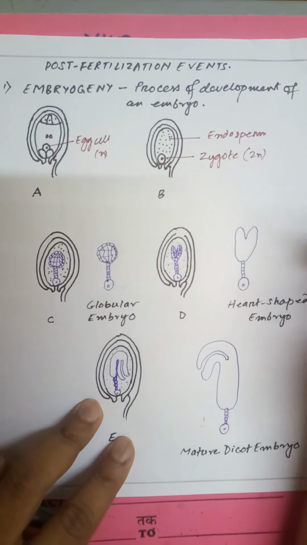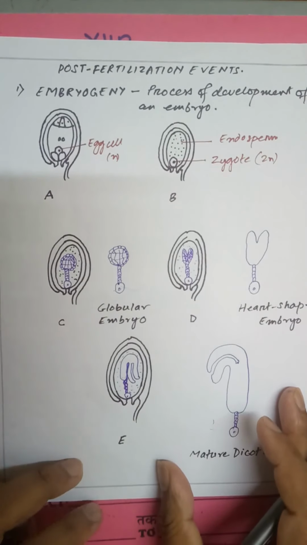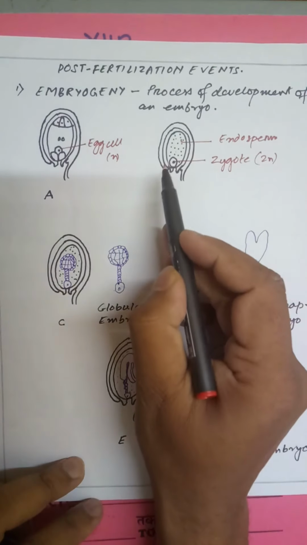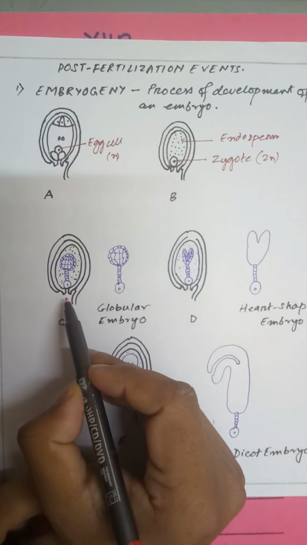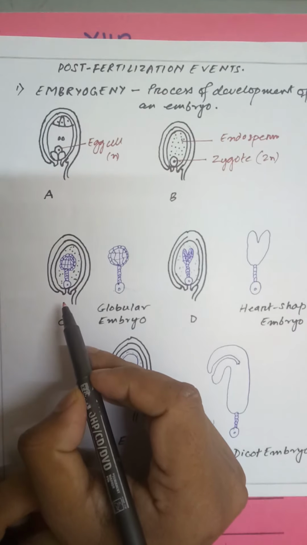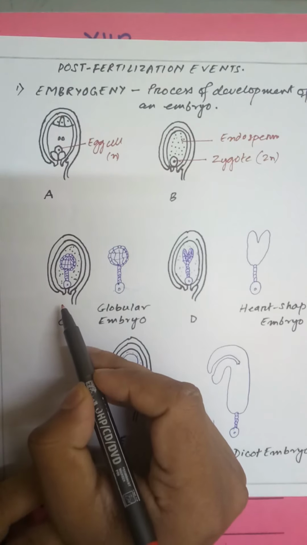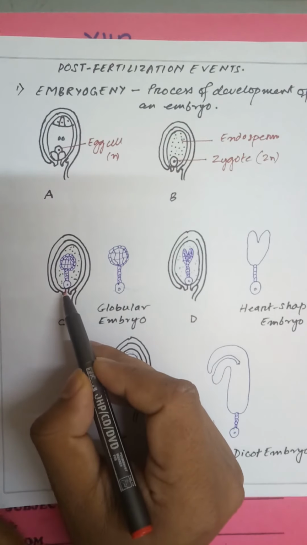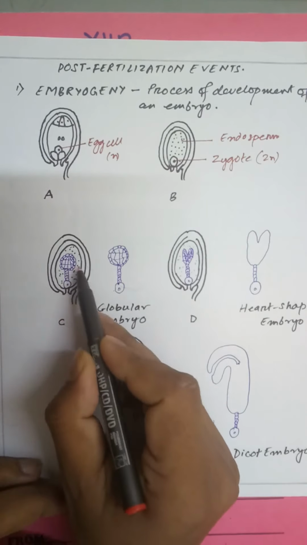Now look at figure C. In figure C, I have shown how from a single cell zygote we have got one embryo. You must remember, students, as you can see from the diagram also, that the formation of embryo starts at the micropylar end, because the egg cell is present at the micropylar end. So here we have seen that a much bigger multicellular embryo has been formed at the micropylar end inside the embryo sac.